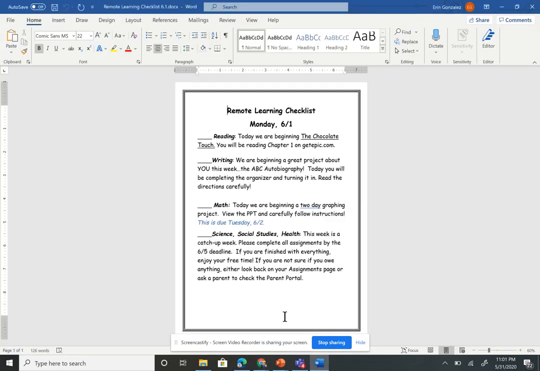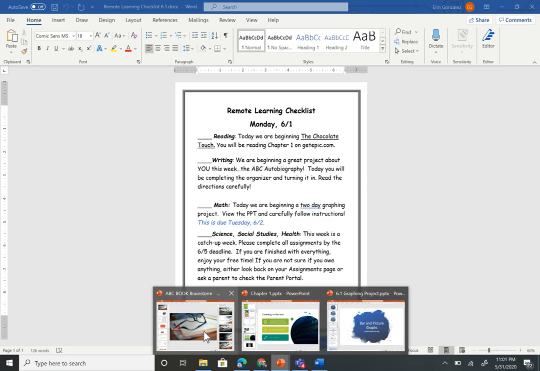Next thing, writing. You did a fabulous job on the Wax Museum, and that was a biography. Now you were going to complete an autobiography. An autobiography is a book written about you, and you wrote it. So today we're going to do an organizer.